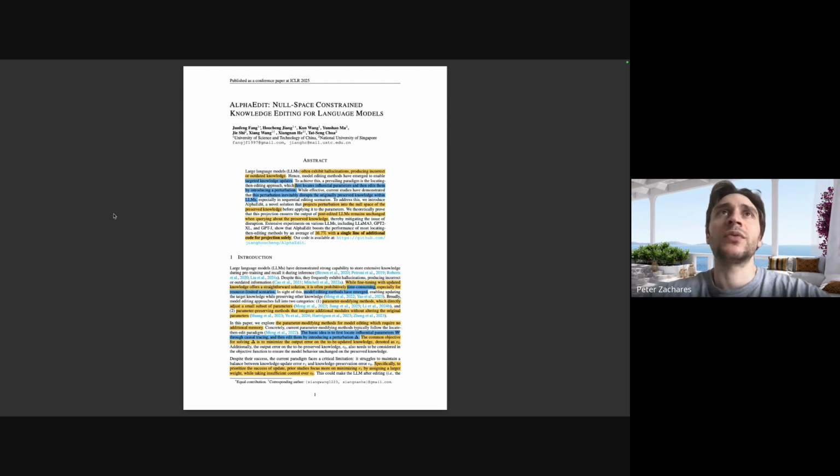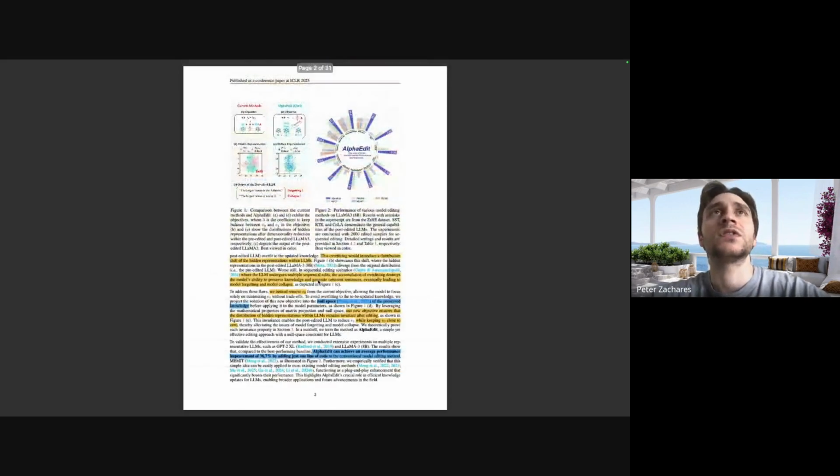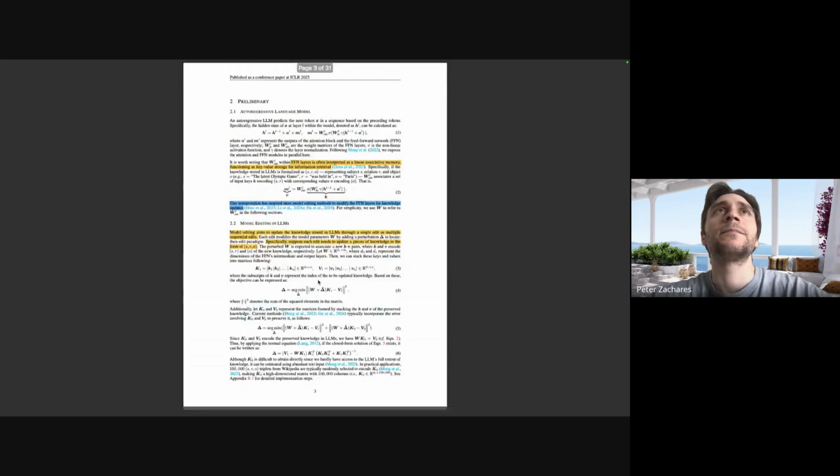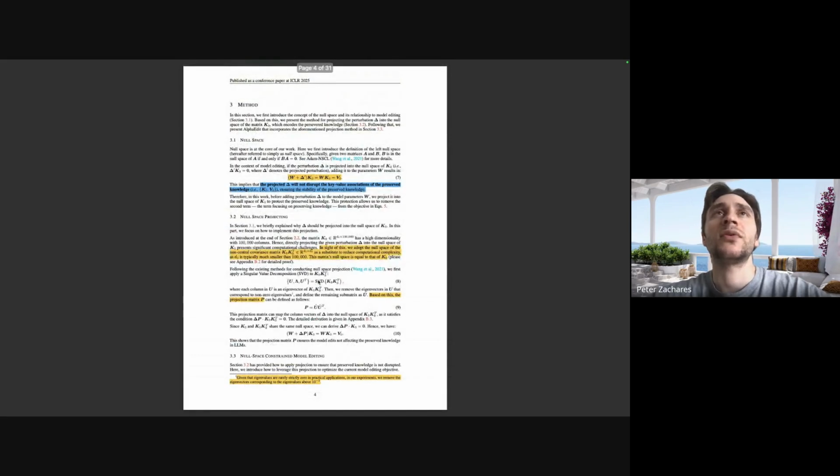So maybe I'll start with, I just want to talk about what a null space is, and then we'll go through the paper. Yeah, let's do that. Let's talk about what a null space is really quickly, so I can introduce the concept a couple of times, because it's a fundamental concept here.